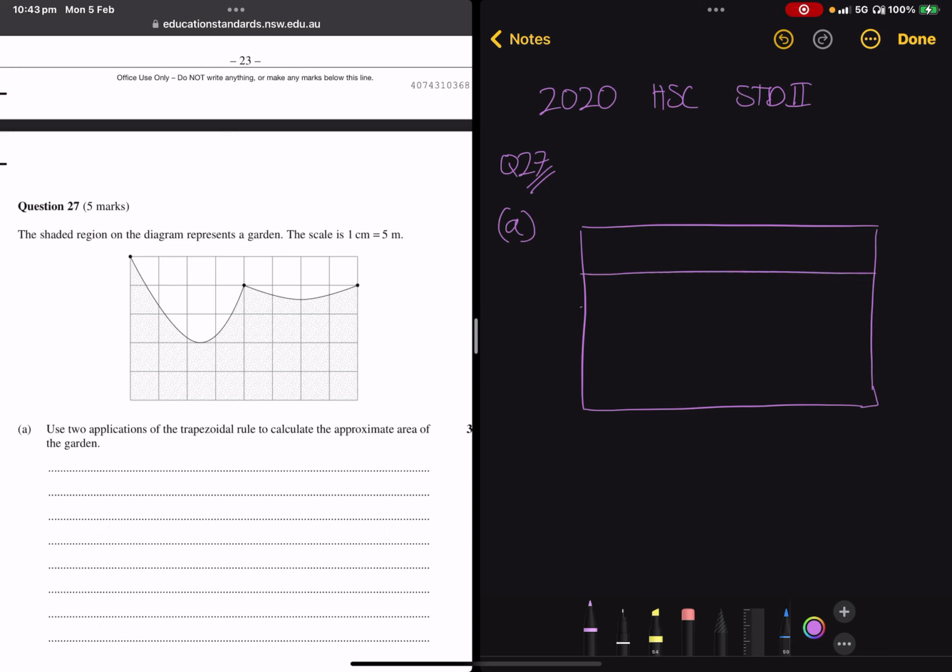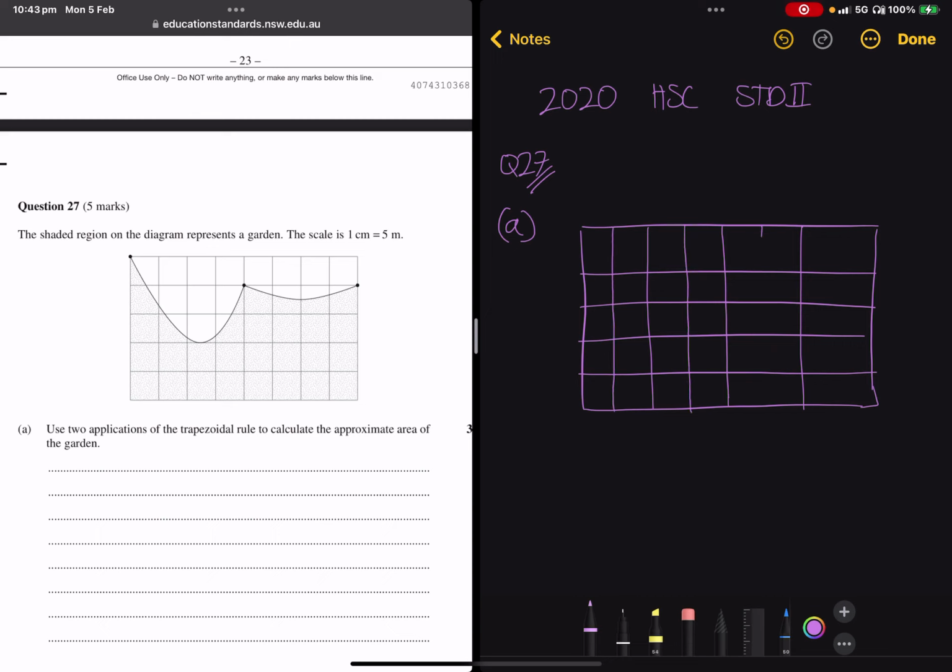So we have 4, 3, 2, 1. Then we have 1, 2, 3, 4, 5, 6, 7, 8 wide. So we cut it in half, half again, half here, half here, half here, half here. Right, so we have a node here, a node here, a node here. So this curves down like this, and this curves down like this. So this is the shaded area that we want to approximate.